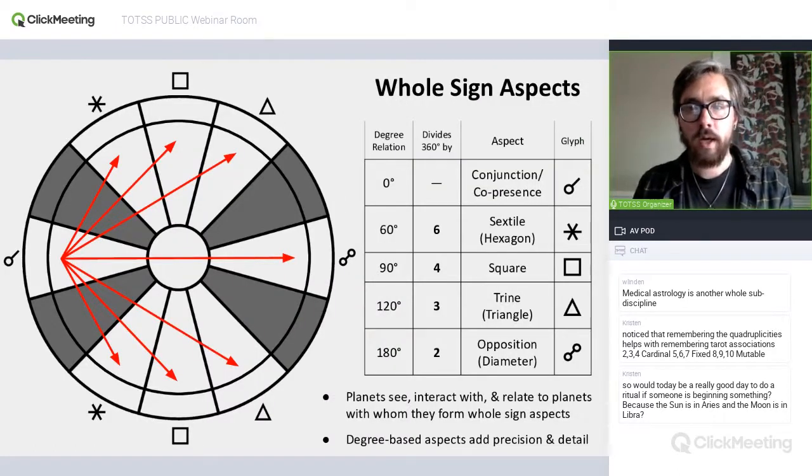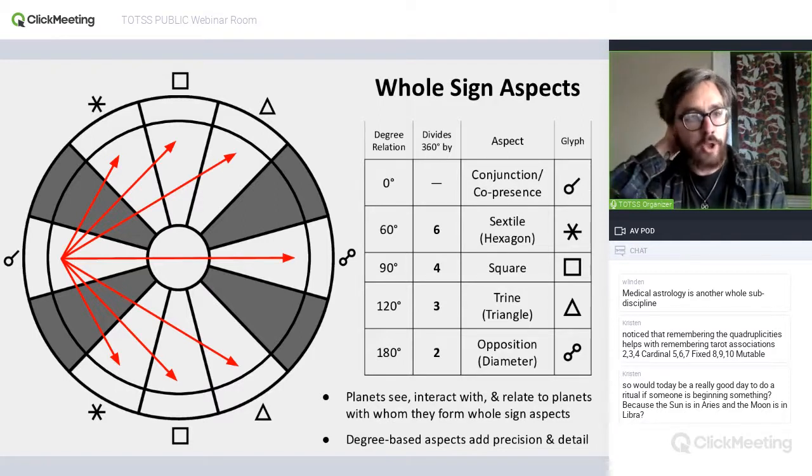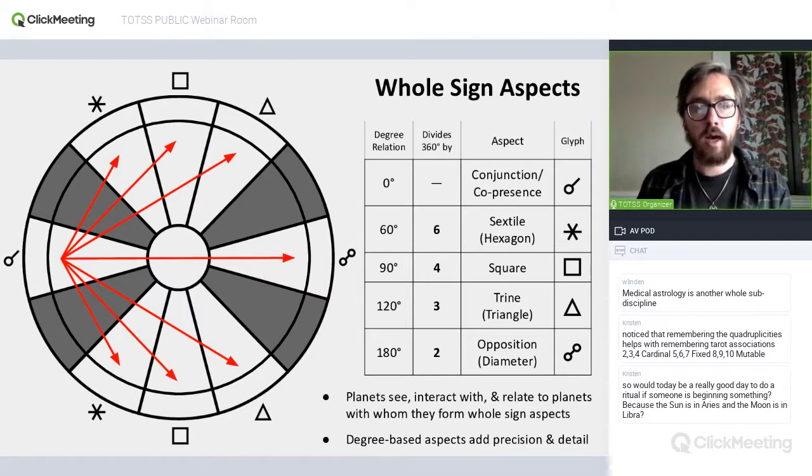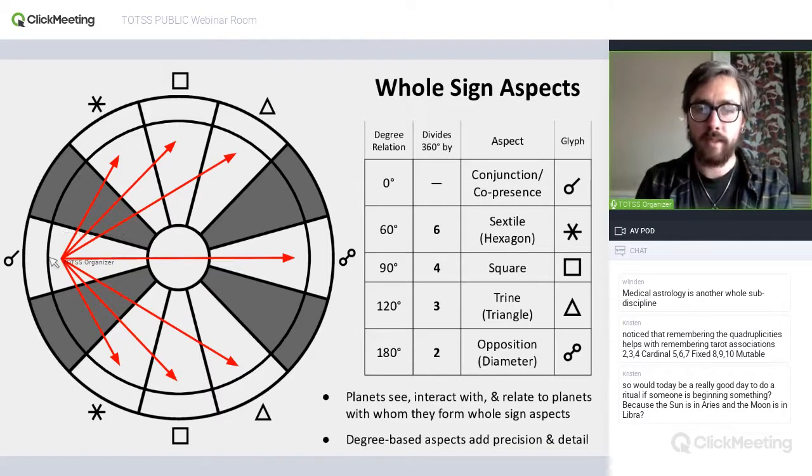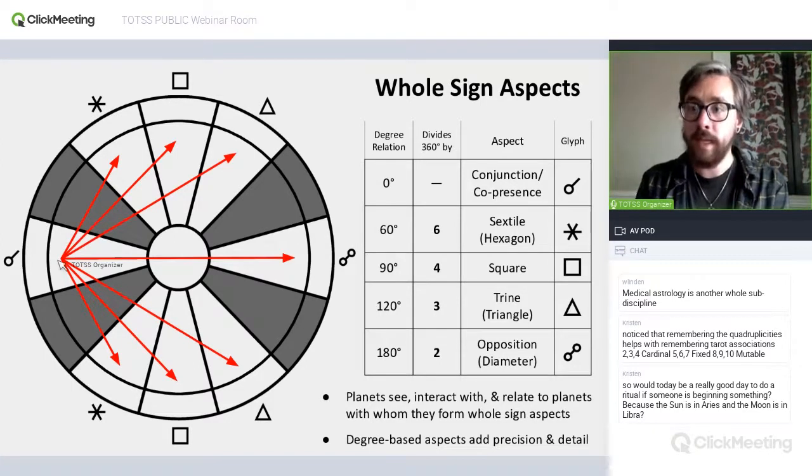All right, now let's talk a little bit about aspects. So again, this is part of the whole sign logic here, and so we can talk about whole sign aspects, which are the aspects that everything in a sign makes to everything in other signs. So here we're just looking at it from the perspective of the ascendant, right? That would be on the left here. And so whatever sign it is that is the ascendant, and the aspects that the first house makes to the other signs, and any planet in the first house makes to the other planets.